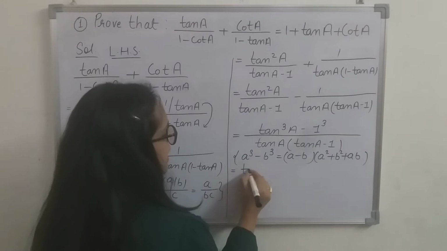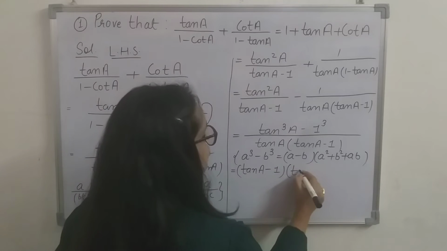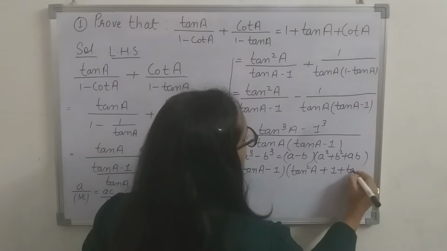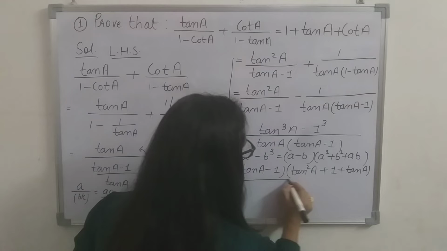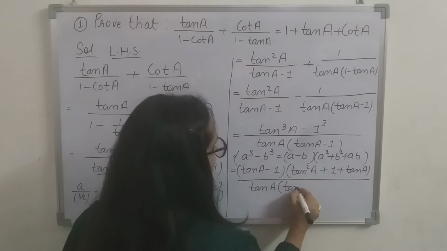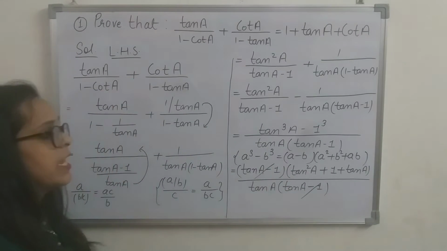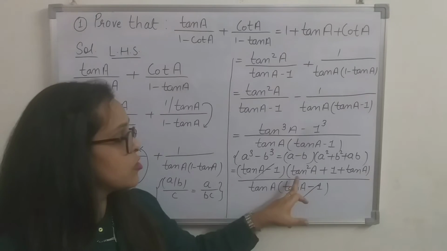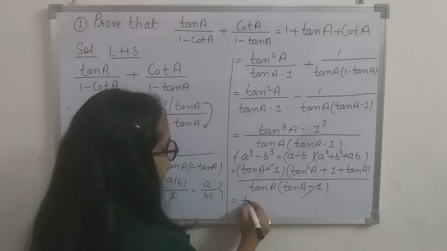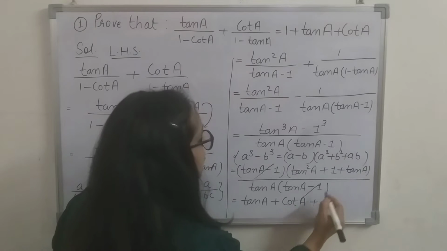A minus B means tan A minus 1 in another bracket A square, tan square A plus 1 square 1 plus tan A into 1 will be tan A upon tan A in bracket tan A minus 1. Now see, tan A minus 1 will get cancelled by tan A minus 1. Now this tan A will be distributed to these three terms equally. Tan square A upon tan A will give you tan A. 1 upon tan A will be cot A, as we have discussed earlier, plus tan A upon tan A 1.